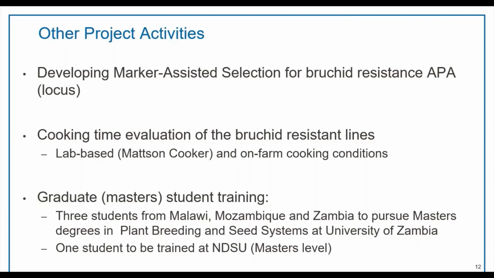Like I said, capacity building in terms of graduate student training is a major component of our project. Under this project, we are looking at training 3 students from Malawi, Mozambique, and Zambia who will pursue their degrees in plant breeding and seed systems here at the University of Zambia. And 1 student will be trained at North Dakota State University at a master's level. He'll be in Dr. Juan's lab there.